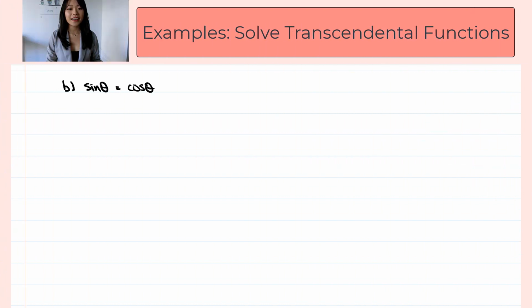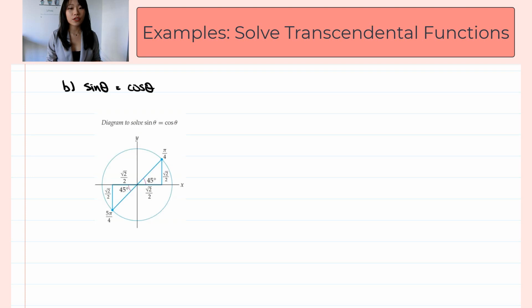In part B, the equation is sine theta equals cosine theta. Sine theta corresponds to the y-coordinate on the unit circle, and cosine theta corresponds to the x-coordinate on the unit circle. So at which angle does the x-coordinate equal the y-coordinate? If you memorize the unit circle well, you'll know that it is 45 degrees in the first and the third quadrants. And 45 degrees also corresponds to pi over 4 radians.